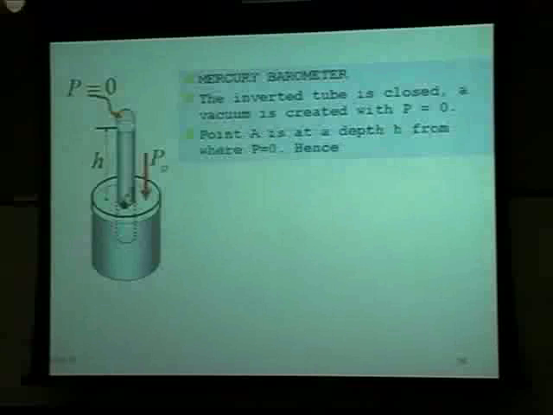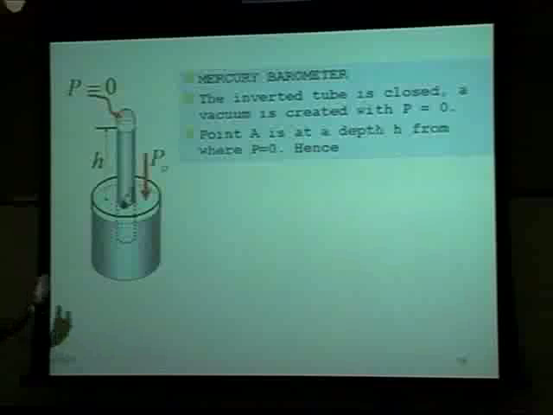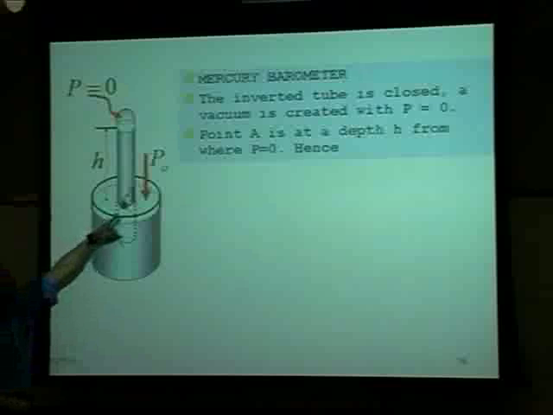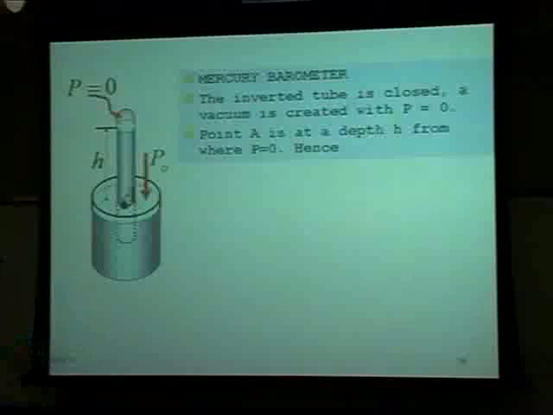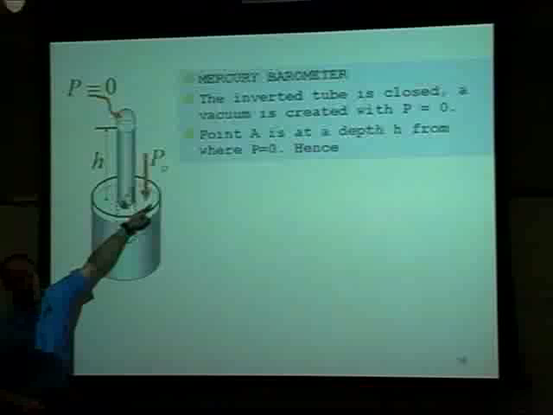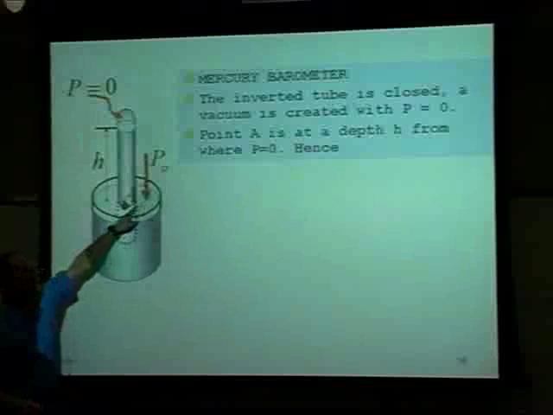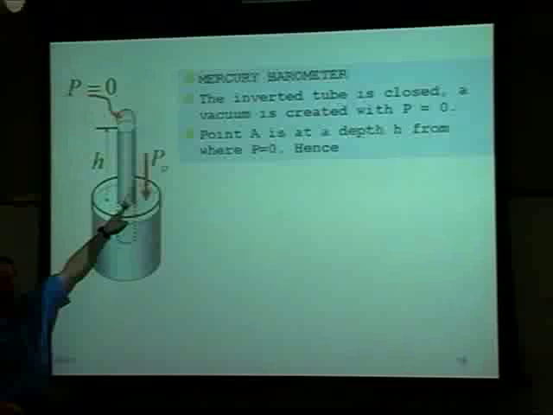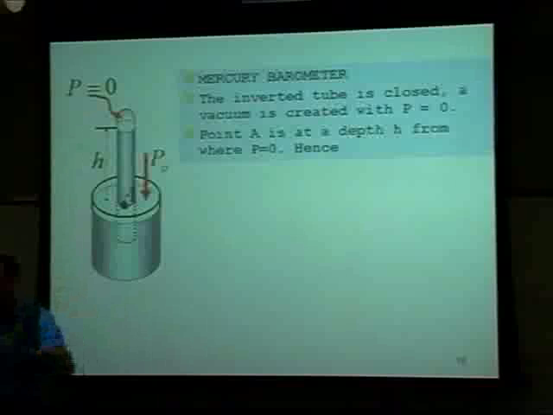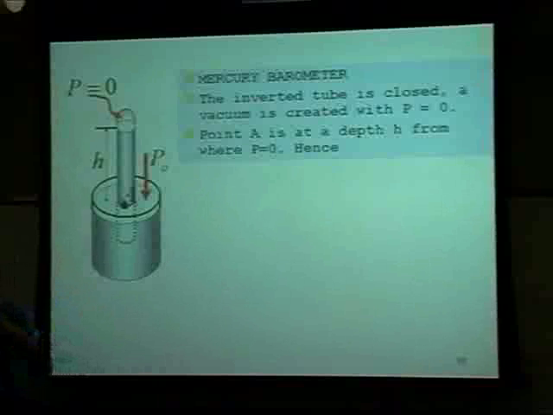So what I could say is at the top of that tube, the pressure is zero, because it's in a vacuum. There's no air pressure. At the bottom of this tube, at point A, the pressure is atmospheric pressure, because if you're at the same level within the same fluid, the pressure is the same. Even though the pressure here is atmospheric pressure, then at the same level, at the bottom of this tube, at point A, it's atmospheric pressure.